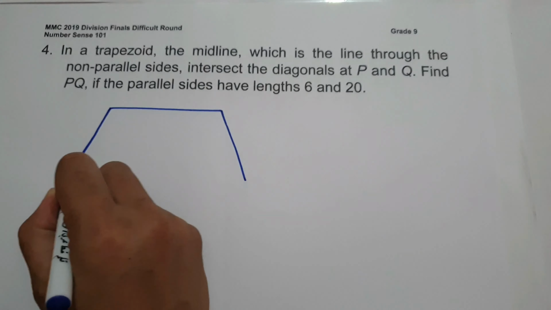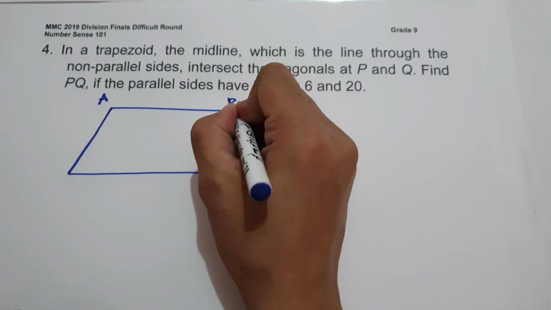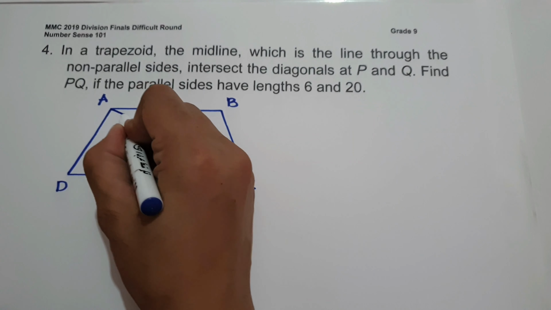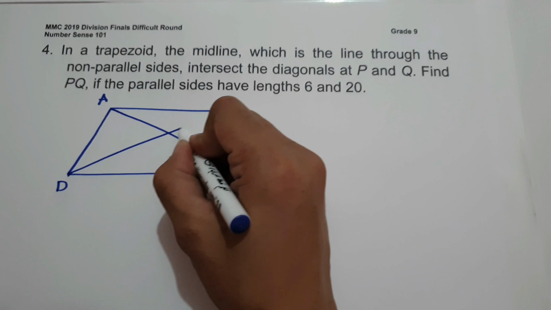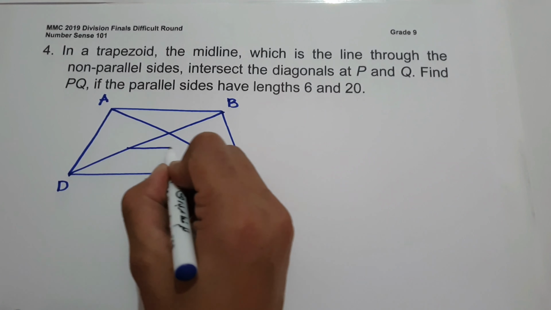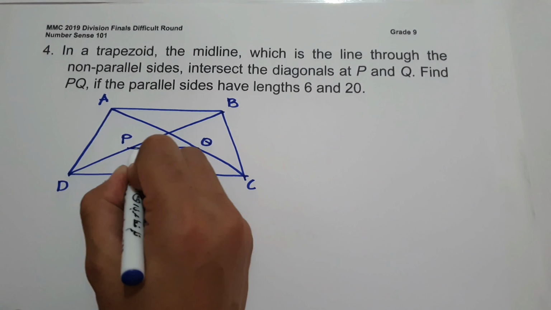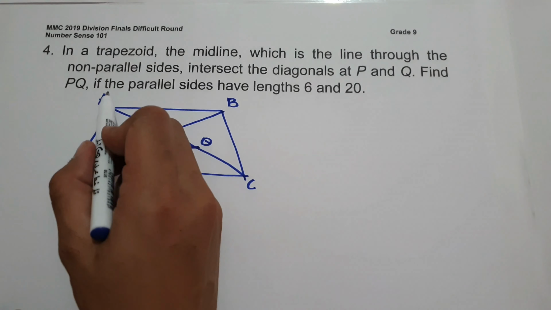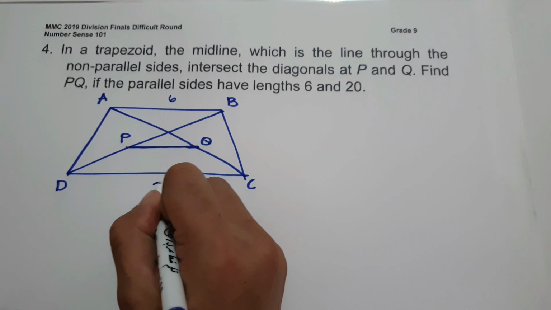a trapezoid. So let us name the trapezoid as A, B, C, and D. And let us have a diagonal. So this is P and Q. So we are looking for this side. So let's say, for example, if the parallel sides have length 6 and 20, so this is 6 and 20.